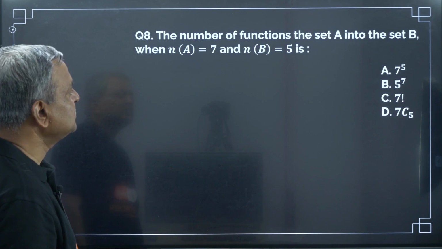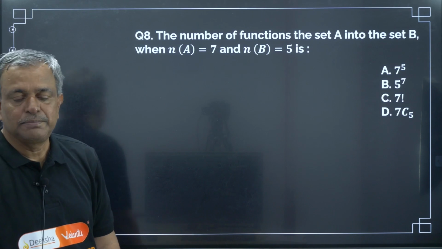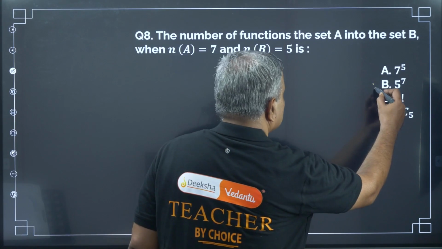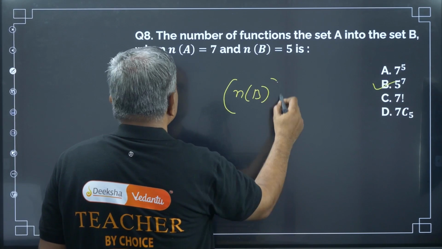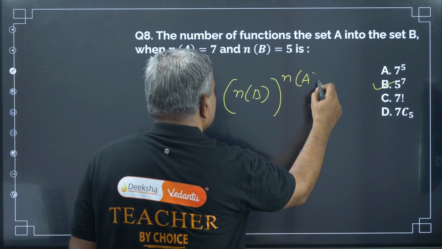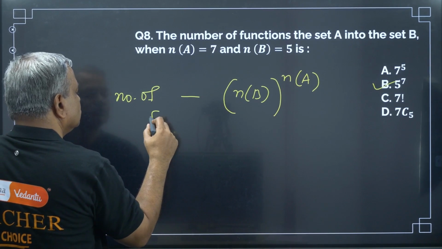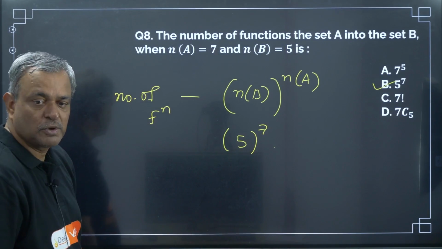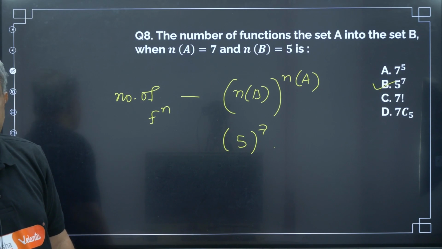So number of functions from set A to set B, n(A) is equal to 7, n(B) is equal to 5. You might be knowing the formula. Anybody can guess it? This is nothing but 5 to the power 7. Please remember as a formula, n(B) to the power n(A) will give you the number of functions. That is the formula. Clear?